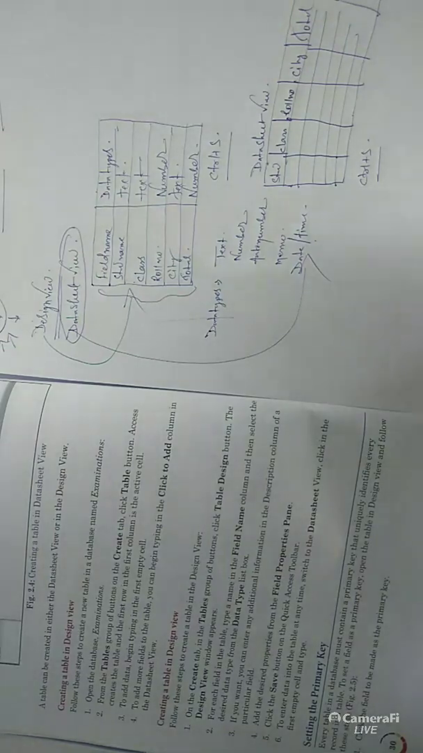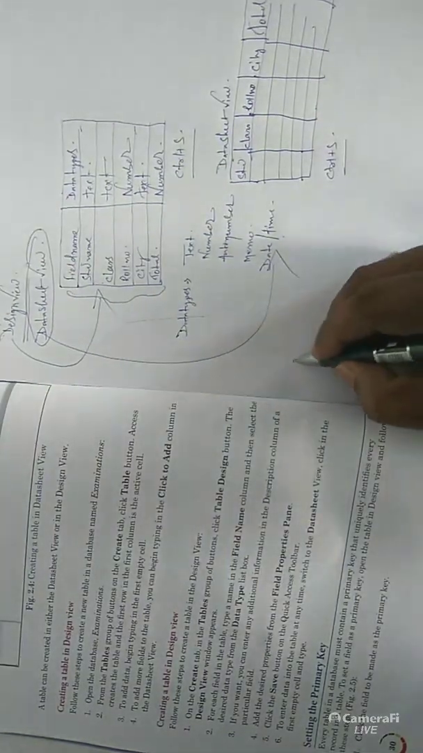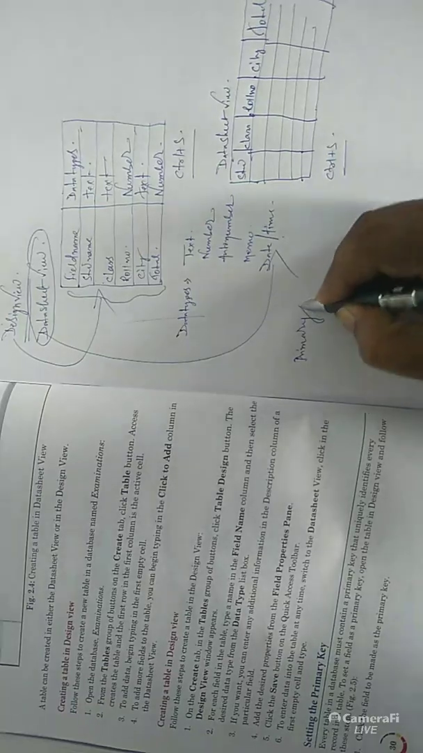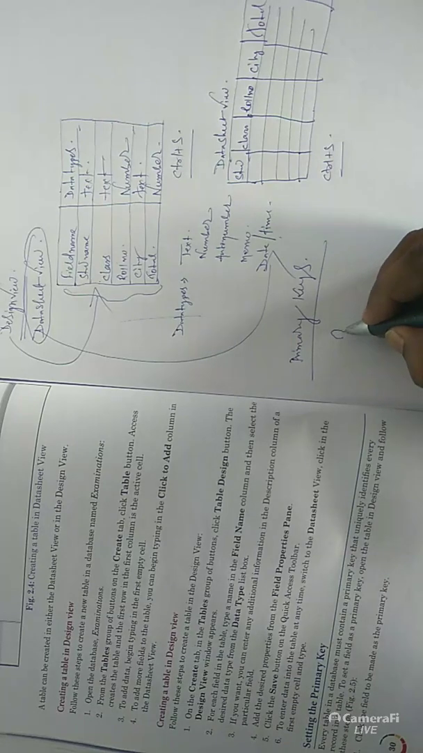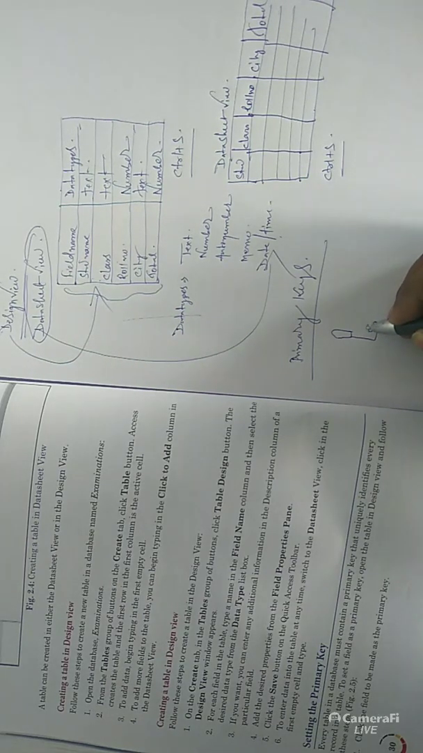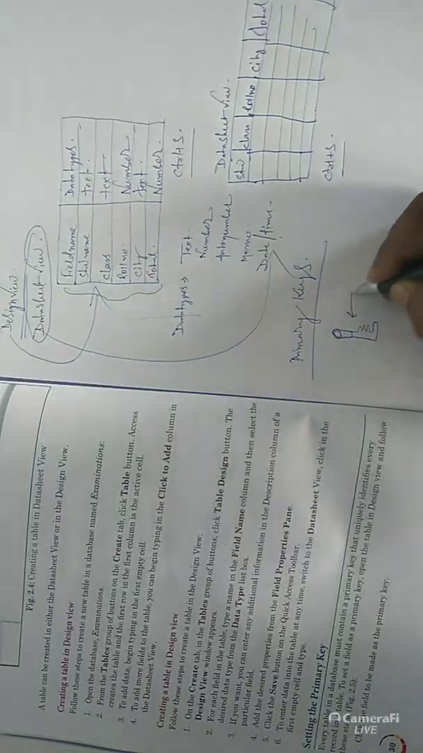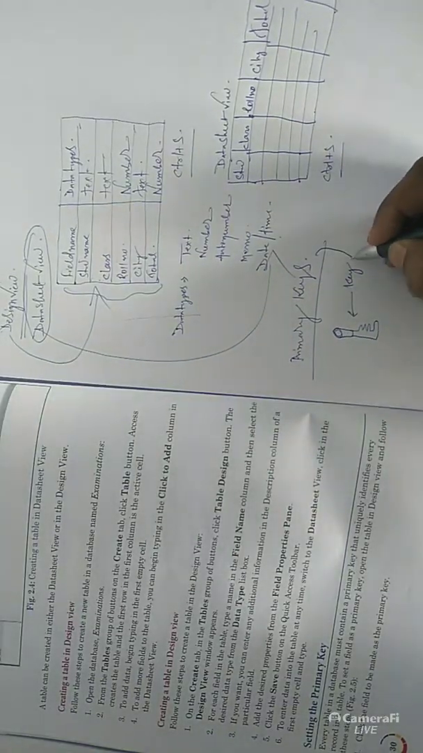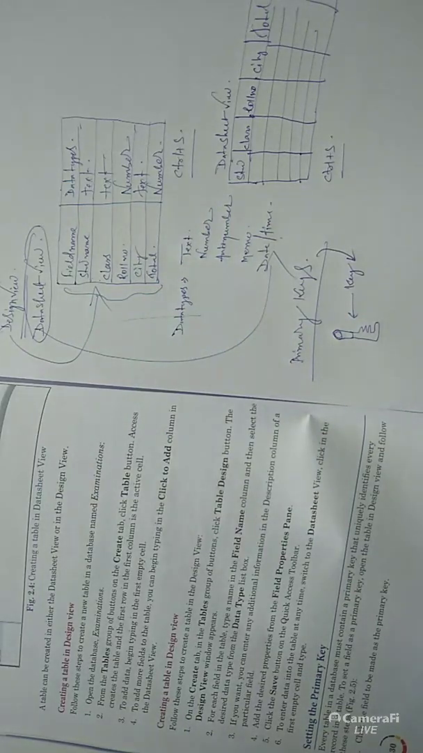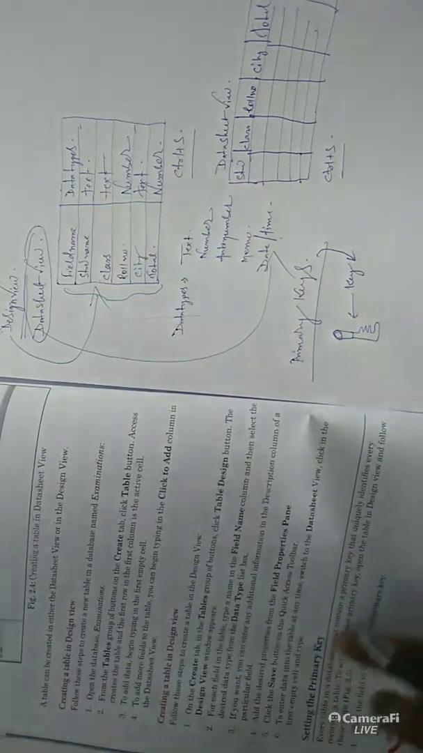And the next is the primary key. Primary key is the unique identifying key. The symbol of the primary key is just like a key, the symbol of a key. This is the key of the primary key. So how to set the primary key, I'll show you in the next class.